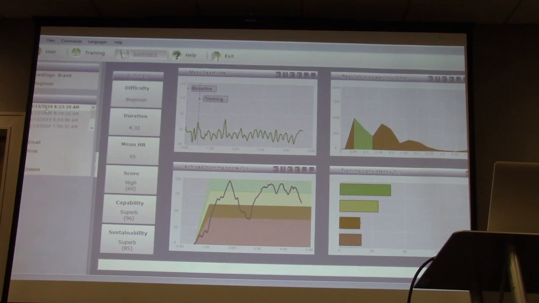Now, how many of you know what the spectral analysis means in heart rate variability? How many do not know? Okay. So I will explain that because it's important.